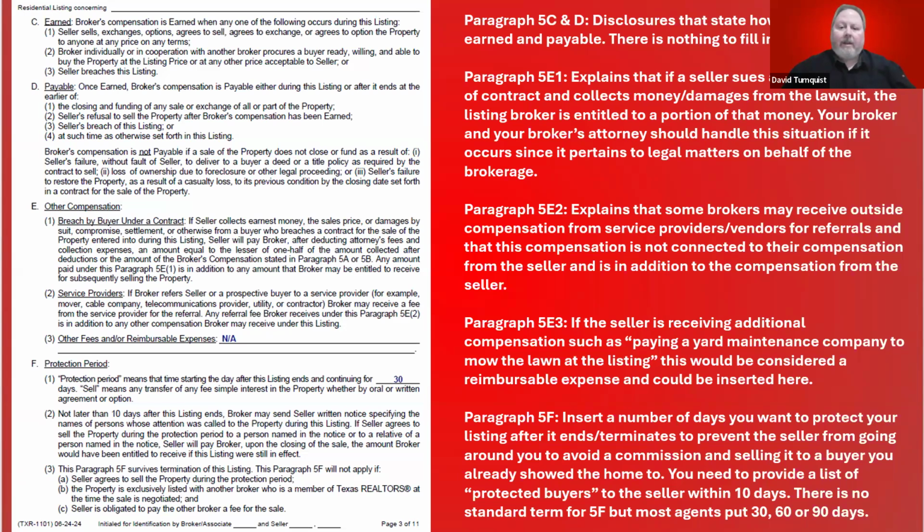Paragraph 5E3, other compensation. Here, in this example, it's an NA. But one time I had a client that moved out of state, and they were very busy, didn't have time to deal with the property. They asked me to go ahead and handle all the lawn care. So I hired a company and I paid them, and then I was reimbursed by the seller. I trusted them. I knew they were going to pay me back. So those would be what we call reimbursable expenses.